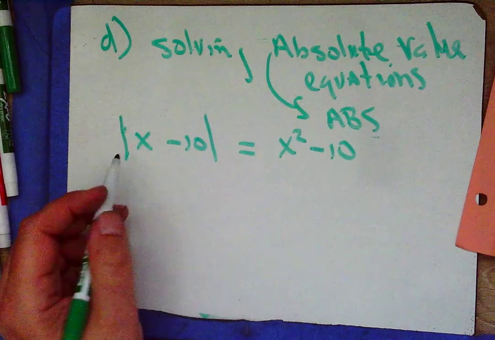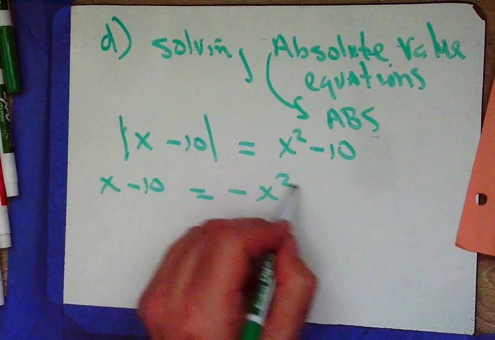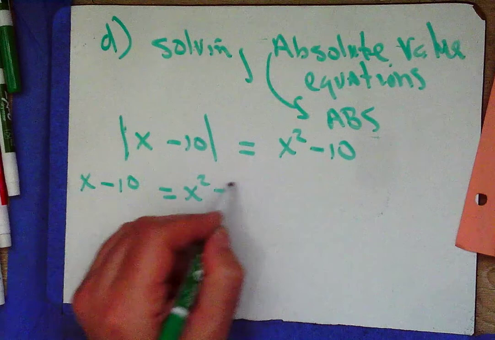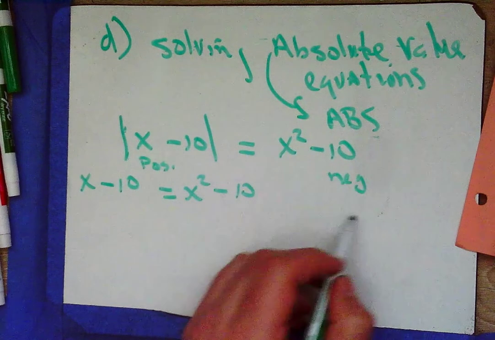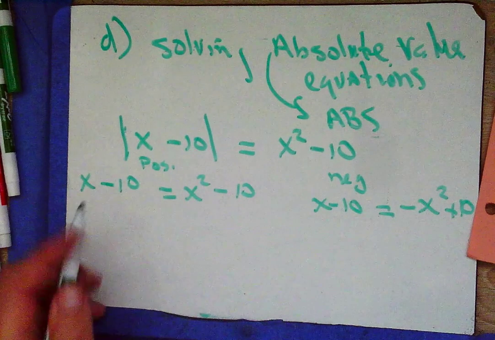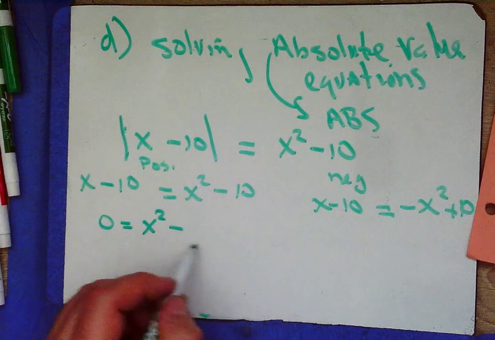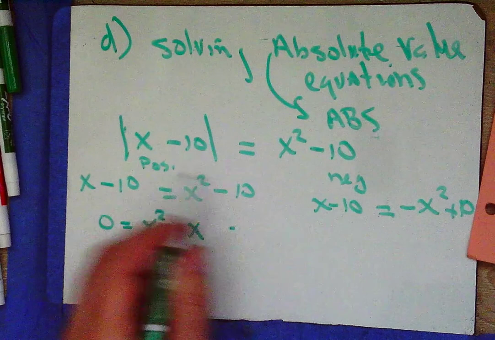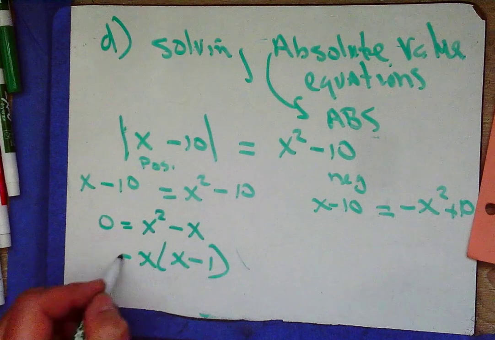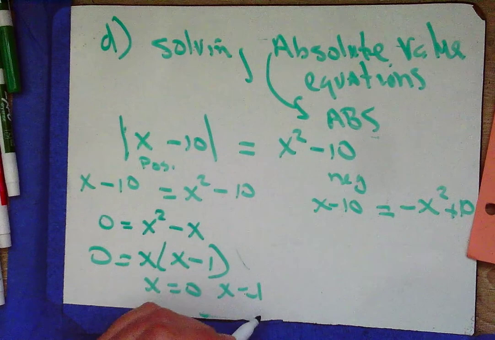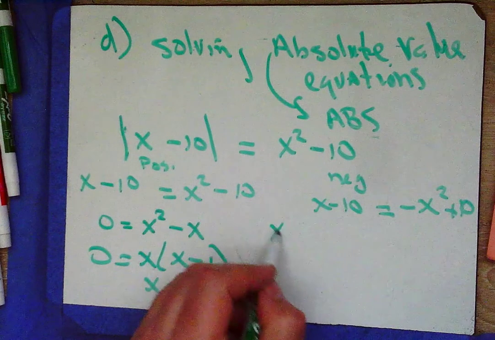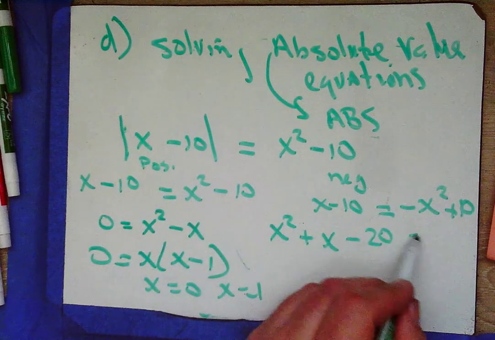Okay, so same, right? I make the positive component and I make the negative component by changing the signs. Oops, I'm writing the positive component first, sorry. x - 10 = x² - 10. That's the positive component. And the negative component, -x² + 10. Okay, so because this is a squared, let's move everything to one side. Minus x, and I add 10 and I add 10, and that's going to be no 10s. Okay, so then I solve this with factoring, x(x - 1). I get x equal to 0 and x equal to 1.